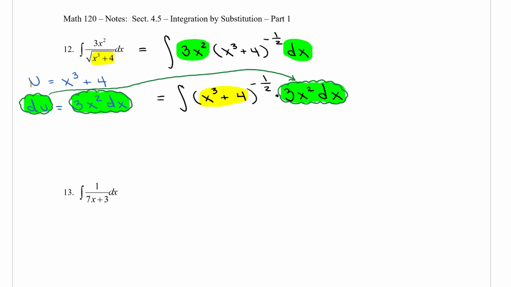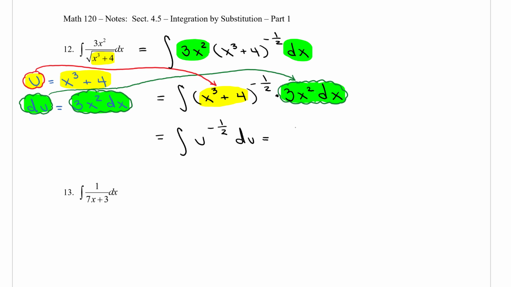I'm highlighting in yellow the x cubed plus 4, and I'm also highlighting in yellow the u that is equal to the x cubed plus 4. I'm drawing a cloud around the u and an arrow pointing at the x cubed plus 4, so you can see exactly where I'm going to substitute that. So this is going to be equal to the integral of u raised to the negative 1/2 power du.